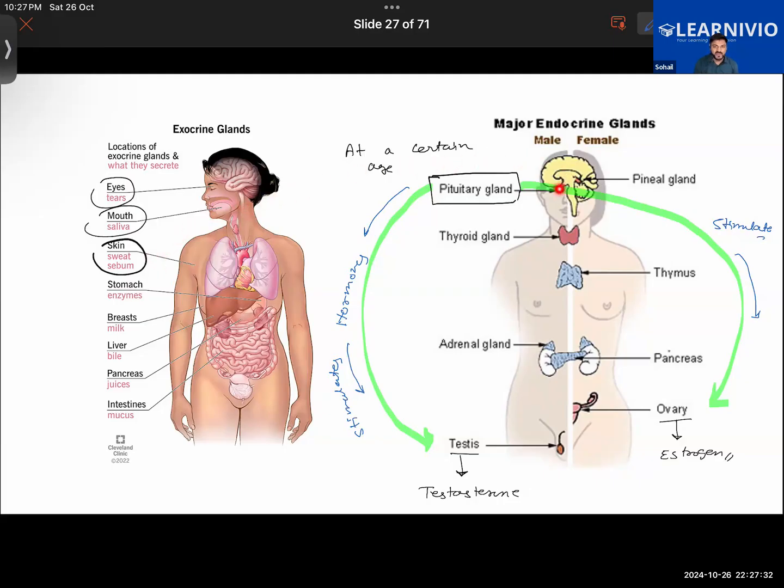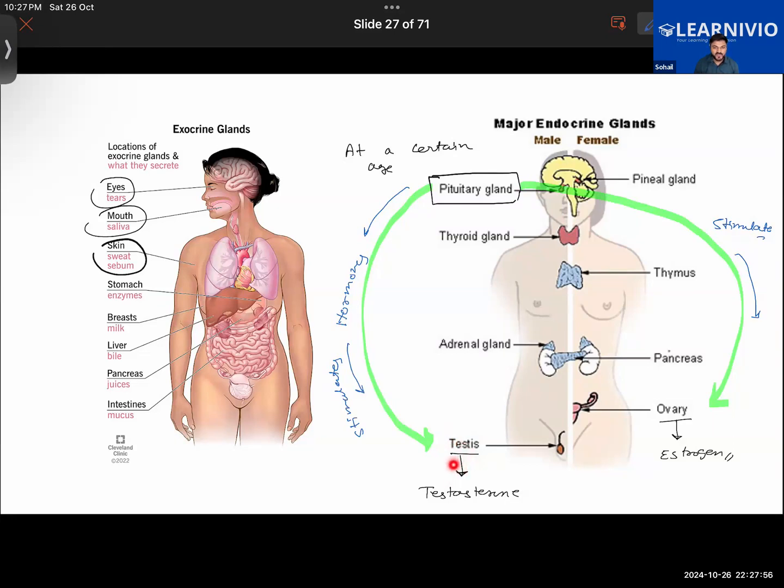Another group of glands are endocrine glands, whose secretion will directly go into the blood. So take, for example, the pituitary gland. At a certain age in the life of a child, when they reach the age of puberty, 10, 11, 12, 13 years like this, the pituitary gland will send some hormones towards the testis to stimulate the secretion of the sperm and the ovum, or some other hormones also.